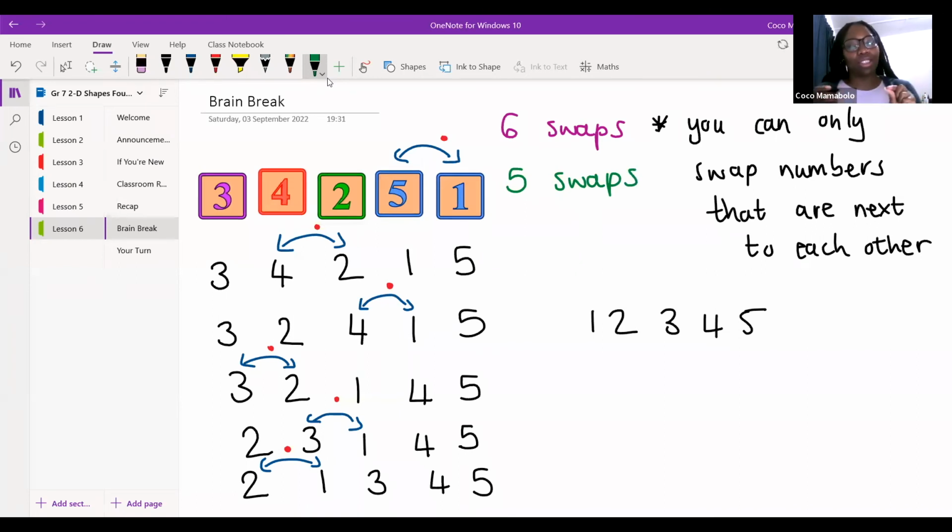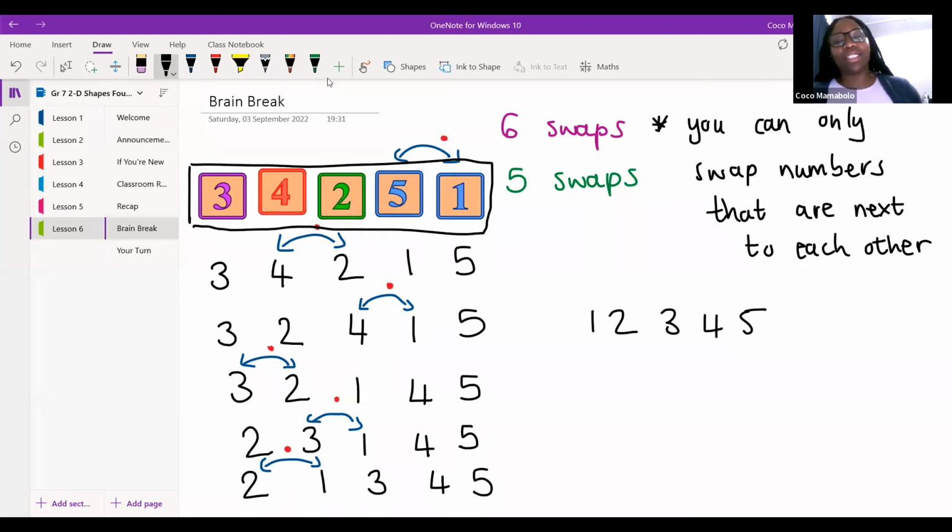I want you guys to either take a screenshot or write down this order. Write down this order here. And see if you guys can go and figure out how we can get to this order, this 1, 2, 3, 4, 5, in 5 swaps instead of 6. Okay, we'll discuss it on Monday. Okay, but in the meantime, let's mix it up a little.